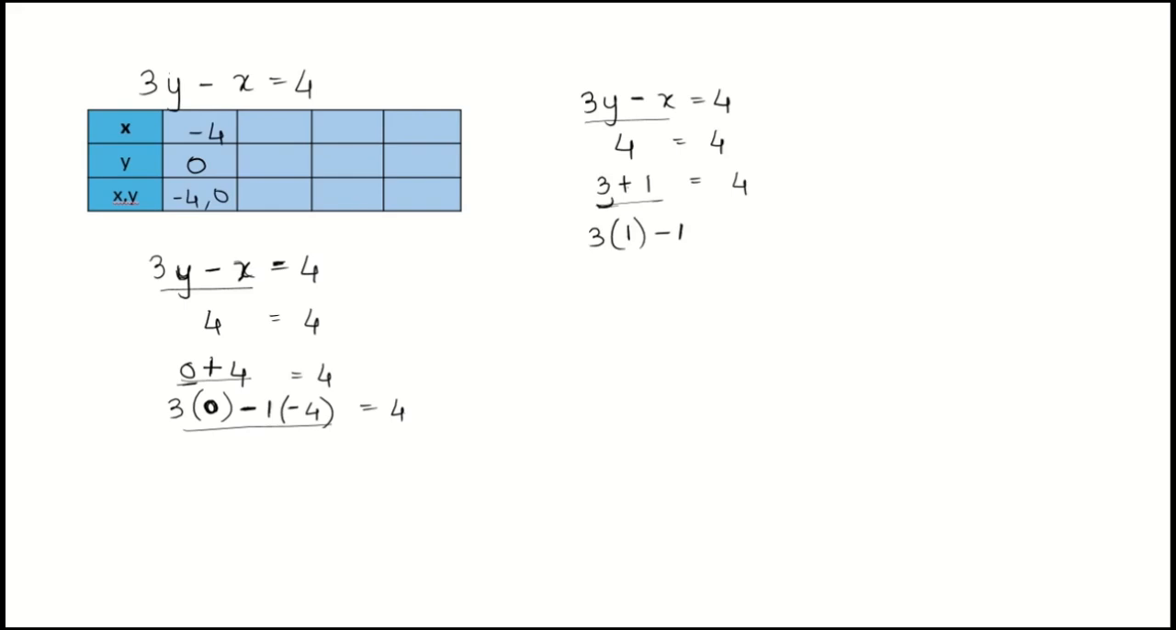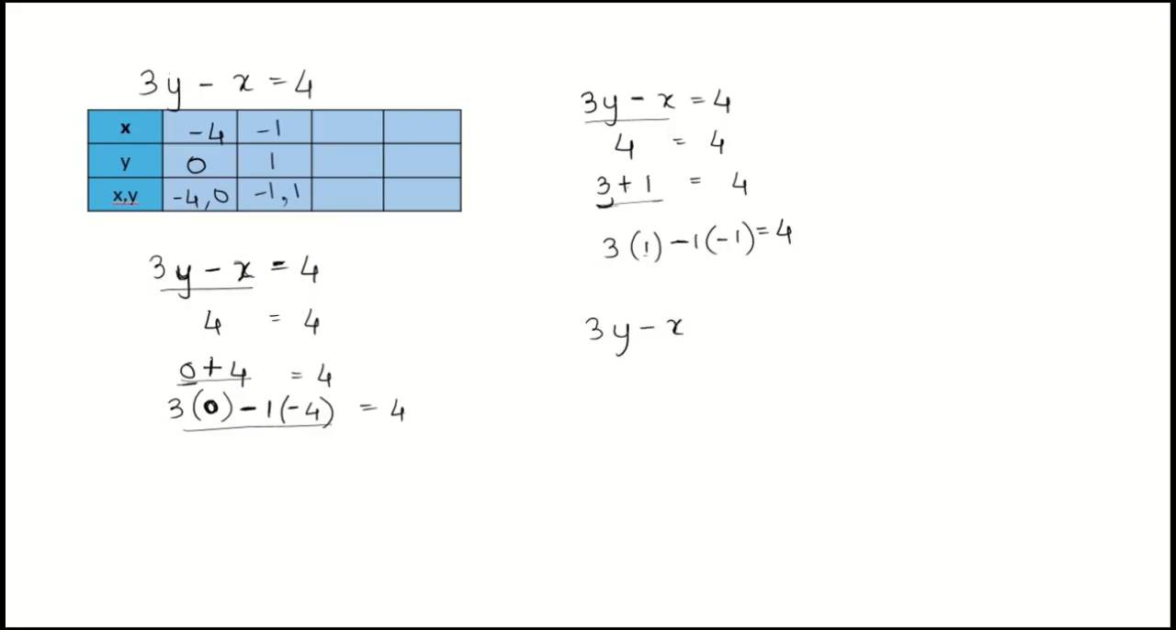Minus 1 into how much will give us plus 1? Minus 1 into minus 1 will give us plus 1. Minus into minus is plus, and 1 into 1 is 1. On solving this, we will get the answer 4. So x is minus 1, y is 1. The point is minus 1 comma 1.